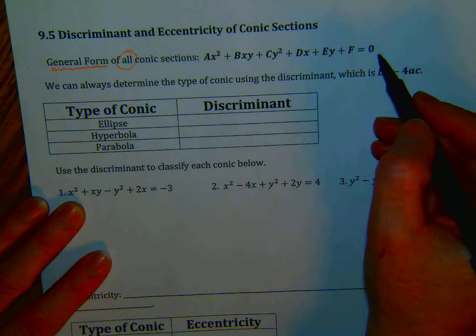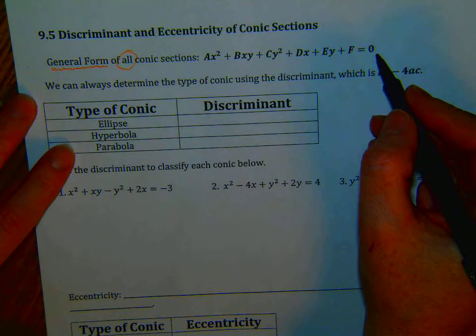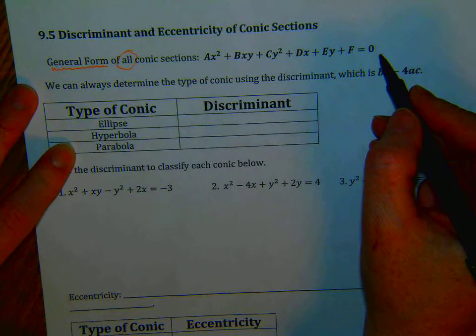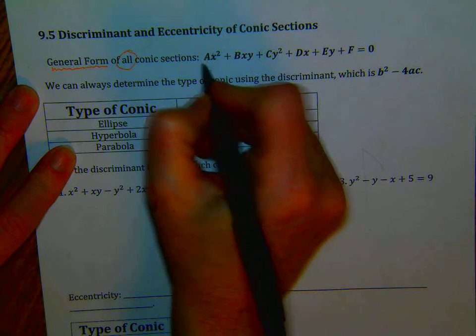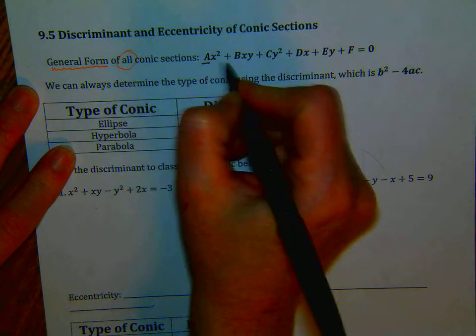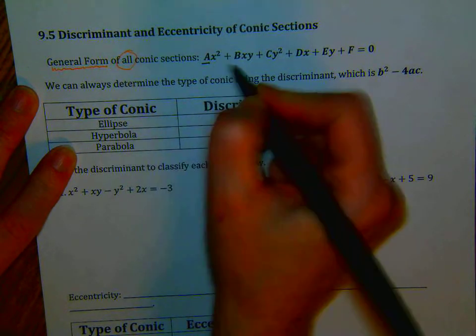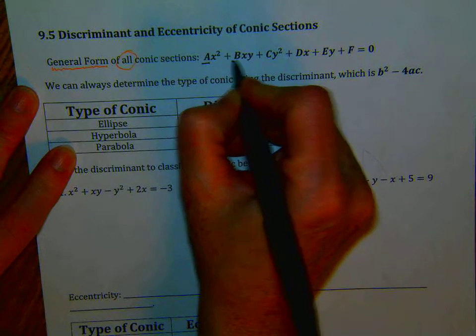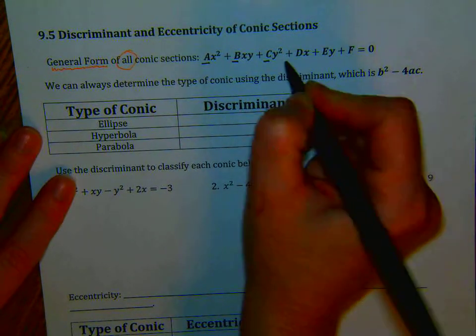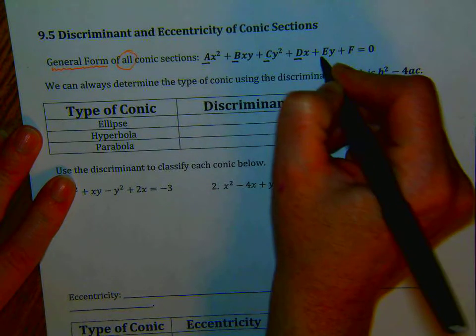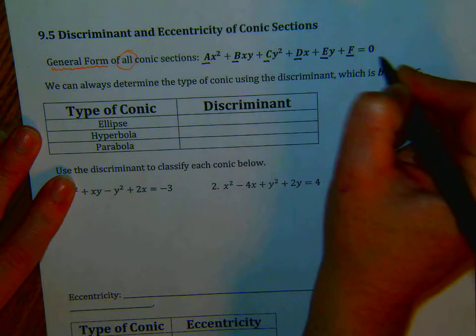Okay, and here it is. All conic sections can be given in general form. Remember, with quadratic functions, there was a general form or a standard form. Now this is the general form of all conic sections. When we have the general form, there is an a in front of the x squared, a b in front of the xy term, a c in front of the y squared term, d in front of the x, e in front of the y, f, and then equals 0.